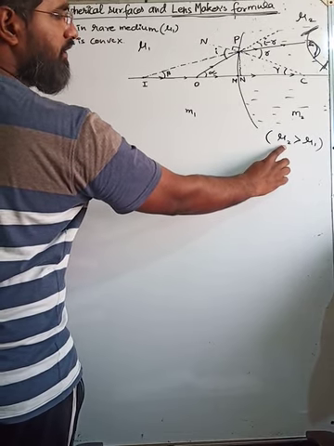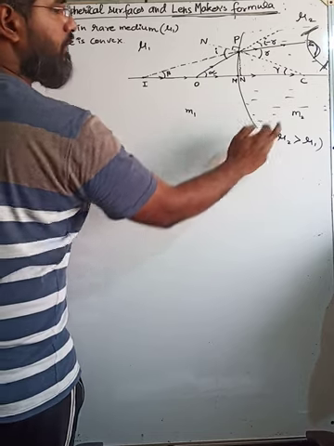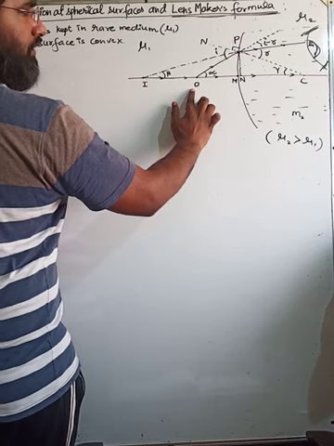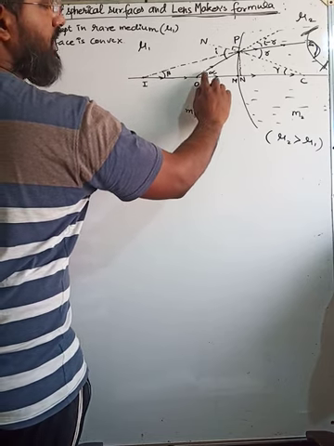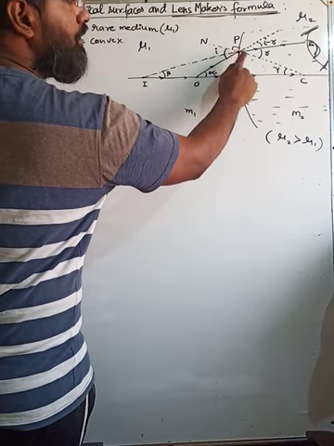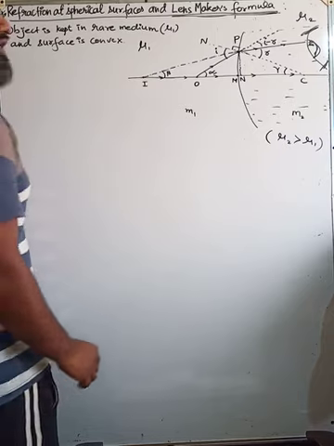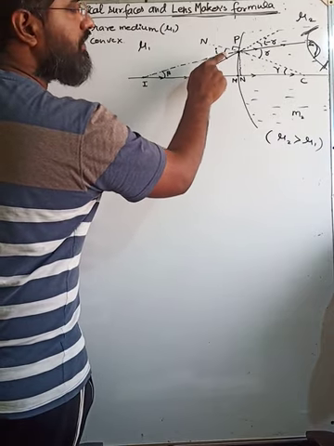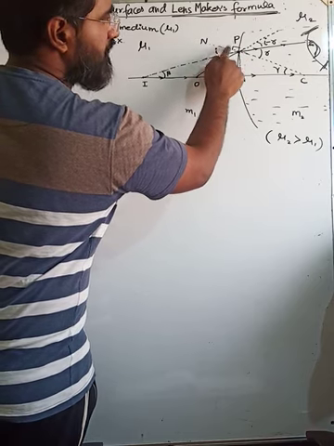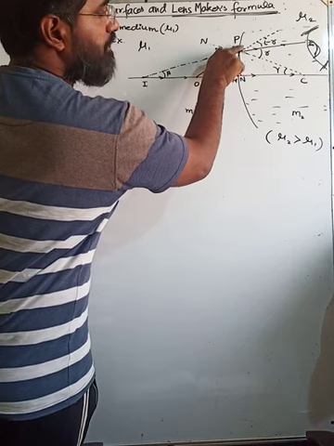We have assumed that mu2 is greater than mu1. It means medium number 1 is rare and medium number 2 is denser. Object is kept in the rare medium. So a ray of light is passed through like this. After refraction, it will bend towards the normal because it is passing from rare to denser, as the rule suggests. See, I have drawn a normal on this surface. So the ray was supposed to go like this, but it has bent towards the normal.